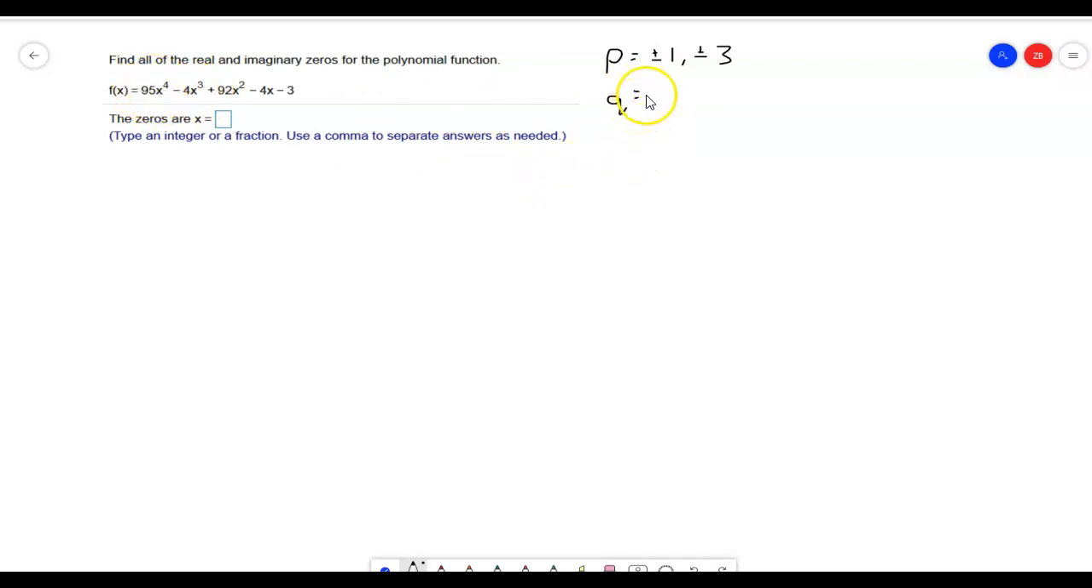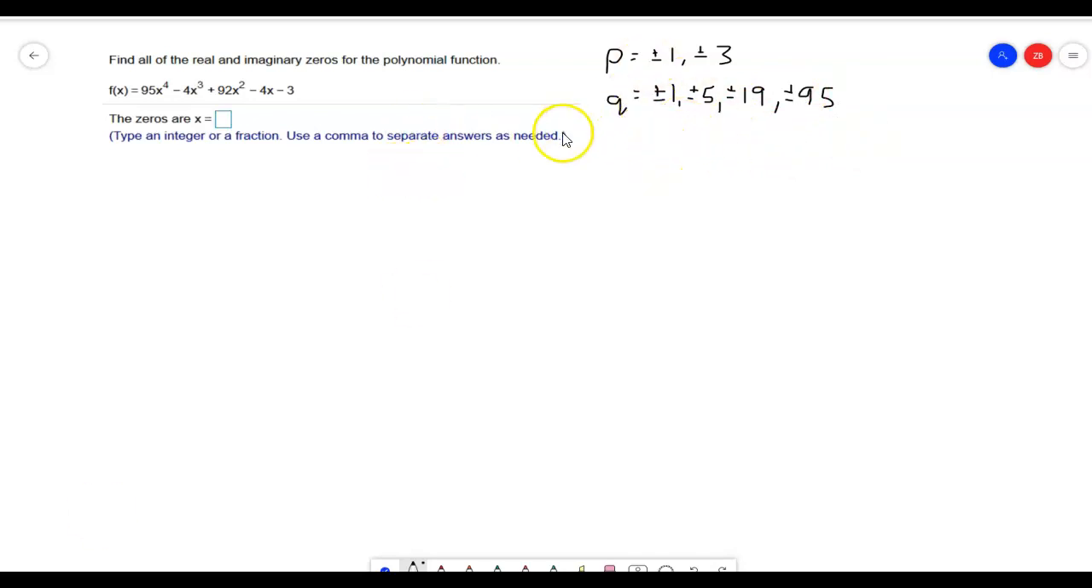So what are all the things that go into 95? We have plus or minus 1, plus or minus 5, and that goes in 19 times, so plus or minus 19. And we also have plus or minus 95. And I don't think there are any other factors of that. Let me just double check. All right, so here we go.